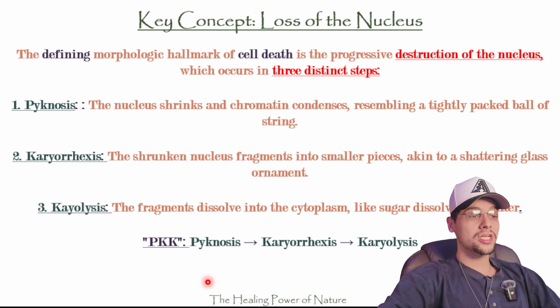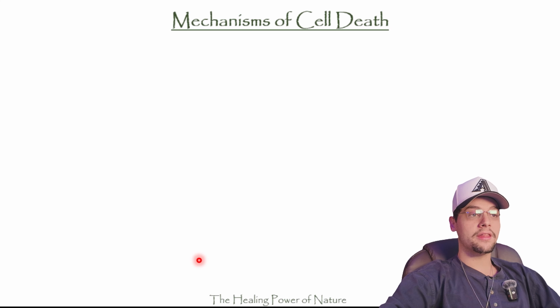A good mnemonic is just PKK. When thinking of the loss of the nucleus, PKK: pycnosis, karyorrhexis, karyolysis. The mechanisms of cellular death. How do cells die? It happens in 2 distinct ways.